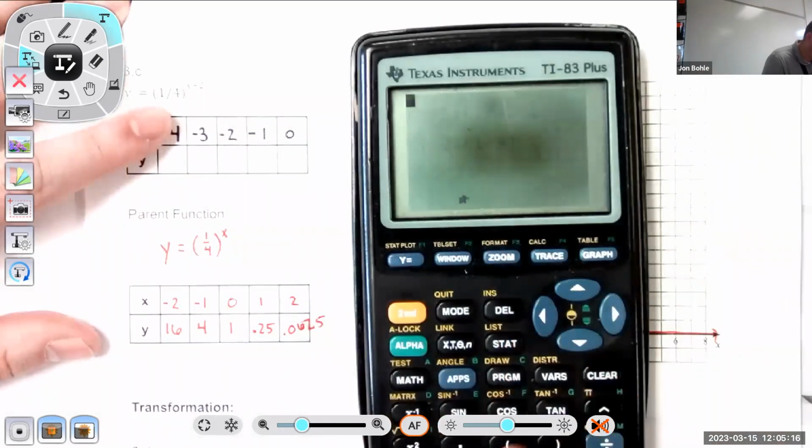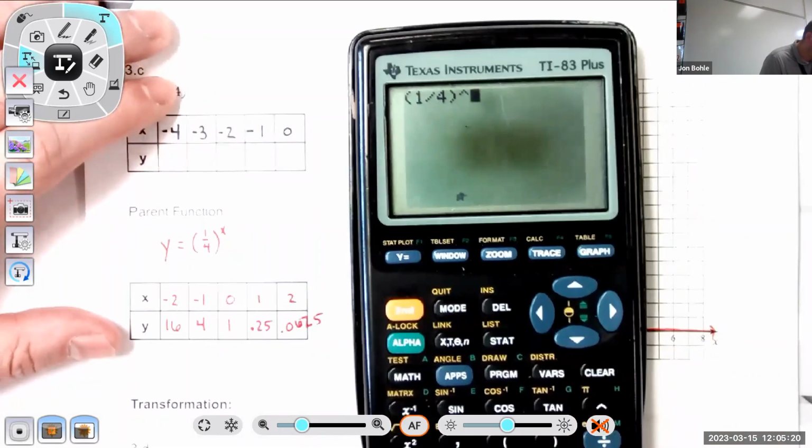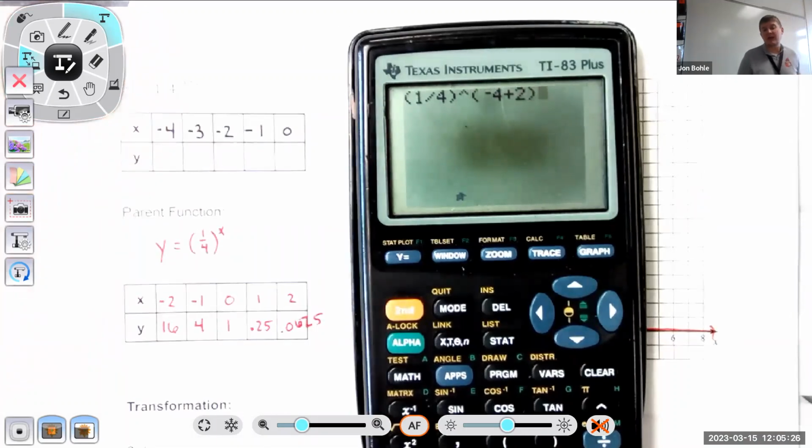I'm going to do the 1/4, and then raise it to the X +2, and X is -4. So I have to go -4 + 2 in the exponent like that. That is how my exponent is going to have to look. If you go -4 and then +2 without grouping, you're not going to get the right thing. And I get 16. That's pretty nice.